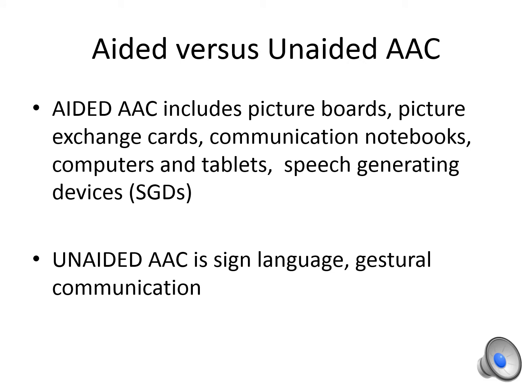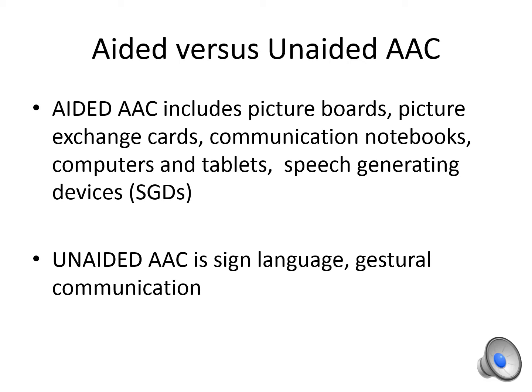So there's two kinds of AAC, aided and unaided. Aided AAC includes things like pictures, picture exchange, picture boards, maybe a communication notebook that has different sections in it where the child can find different words that he or she needs.